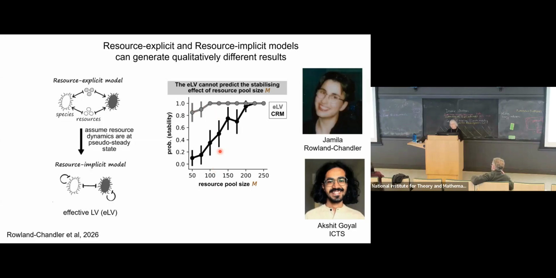But if you consider explicitly the resource dynamics, you see that at the small resource pool size, the probability of stability is really low, right? So it has a very strong dependence on diversity of the resource. So this is work done by my student Jamila and co-supervised by Akshat Goyal from ICTS.